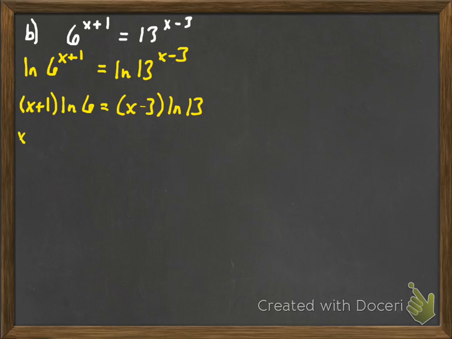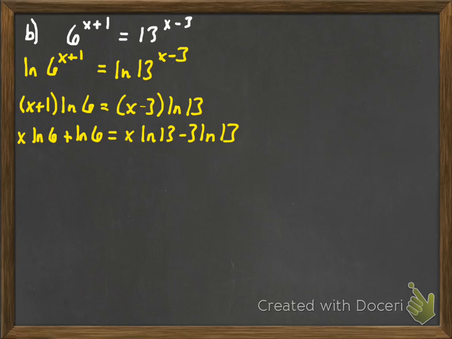So that will give us x ln 6. It's always better when you multiply a logarithm by a value that you put that value in front. So I would never put the natural log of 6x without the use of parentheses anyway. Alright, and then the natural log of 6 times 1 is natural log of 6. On the right side, we're going to get x times the natural log of 13 minus 3 times the natural log of 13.